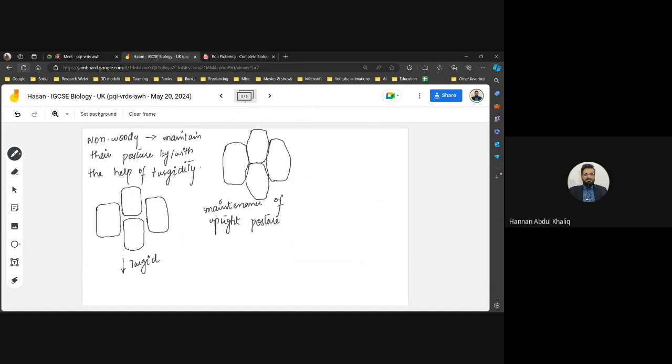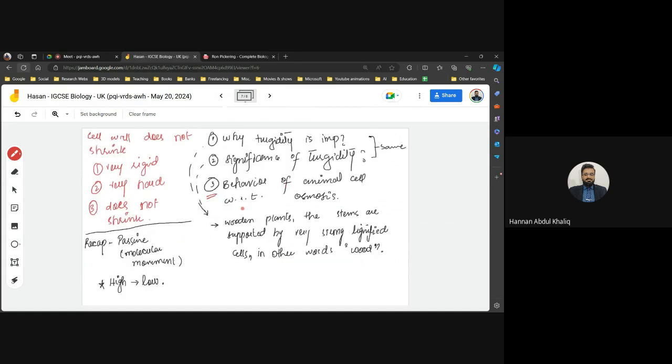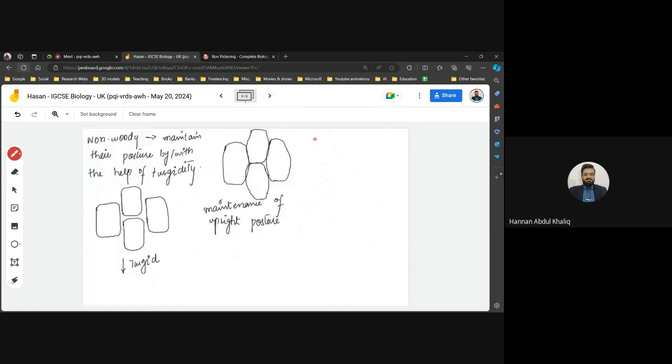Okay, but now we'll be addressing the second situation we decided in the previous class: the behavior of animal cells with respect to osmosis. So let's see osmosis and the cells without cell walls. This is an important statement that we need to address.